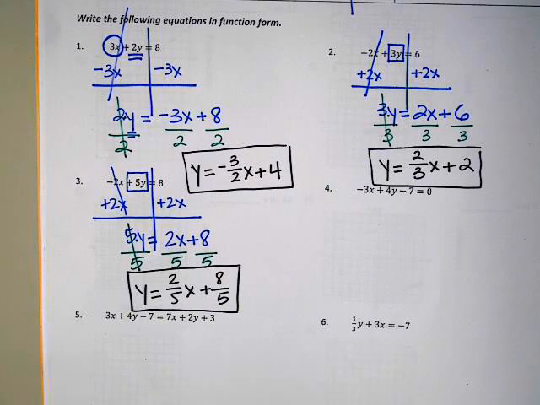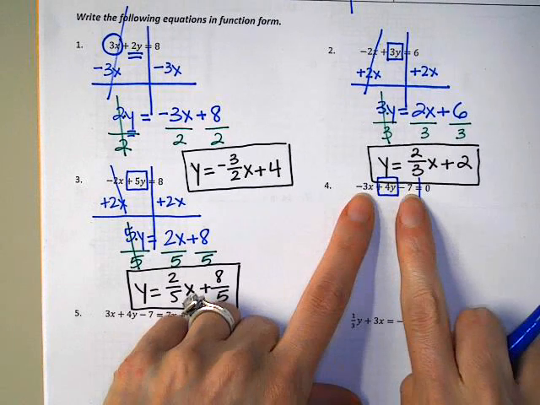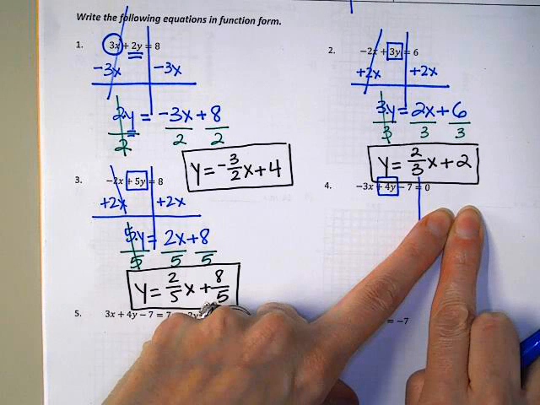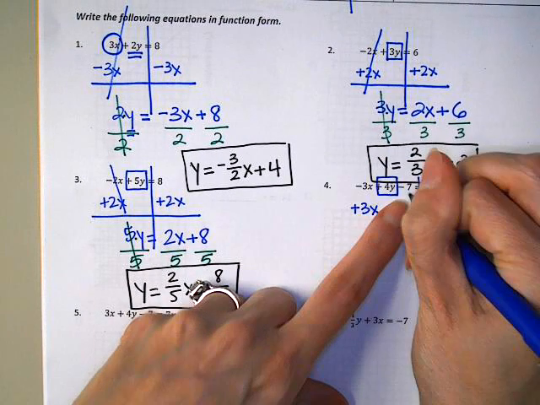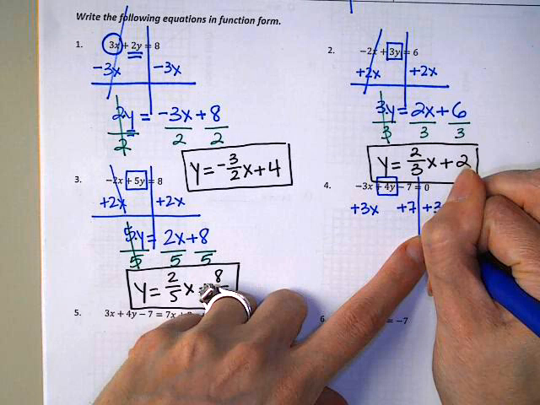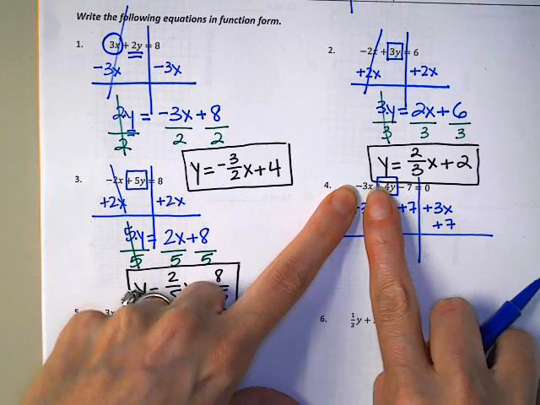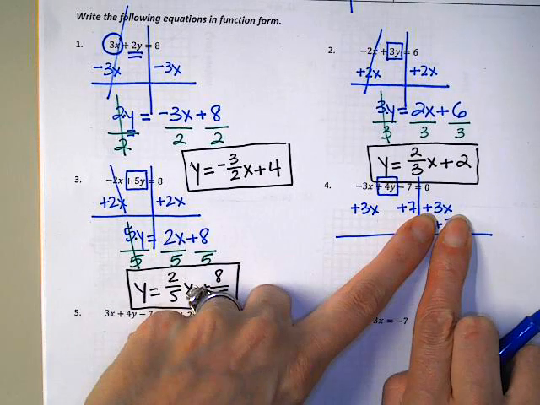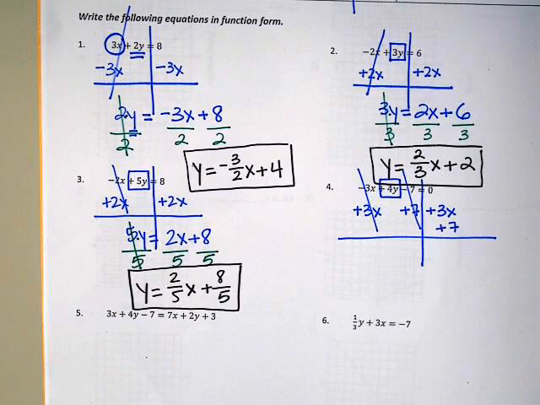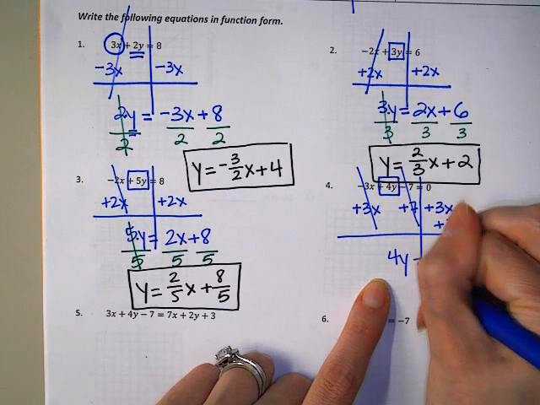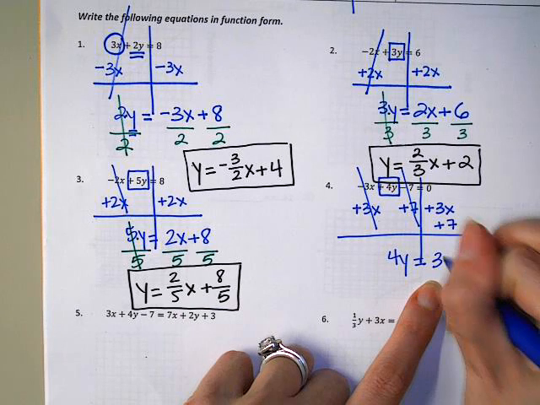All right, number 4, keep going. Draw the wall. If we're trying to get y alone, now this time we have 2 things to move over. So we definitely want to add the 3x over. But we also want to add the 7 over, right? If we're trying to get y alone, the opposite of minus 3x is plus 3x, and the opposite of minus 7 is plus 7. We want to get them both over. So now we have 4y equals, well, 0 plus 3x plus 7 is just 3x plus 7.